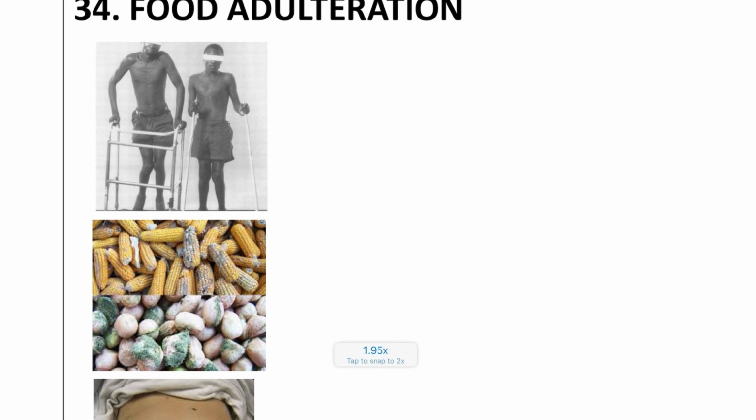Next, food adulteration. This condition is known as neurolathyrism.